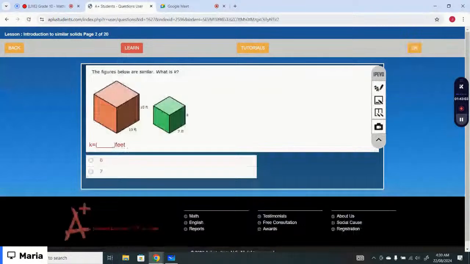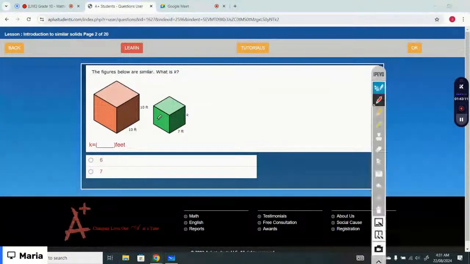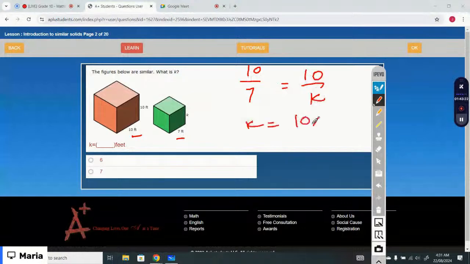Okay, the next one is the figures below are similar. What is K? Now you are given the squares, you have to find the value of K. So how do we find it? Just form a ratio between the corresponding sides. So that would be 10 over 7, and that equals 10 divided by K. So solve this for K, that is K equals 10 times 7 divided by 10. 10 and 10 cancel out and you are left with K equals 7. The correct option is option number 2, that is K equals 7.